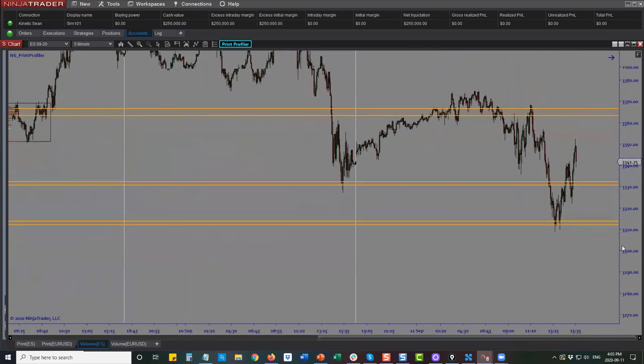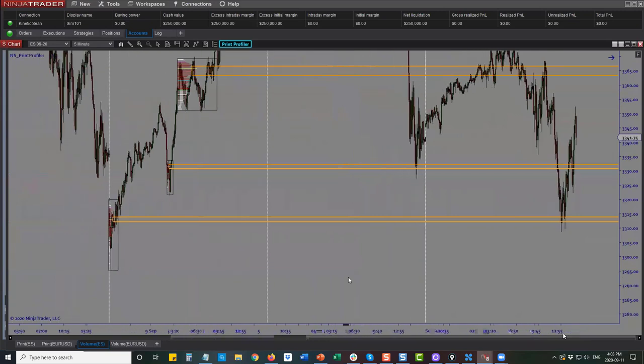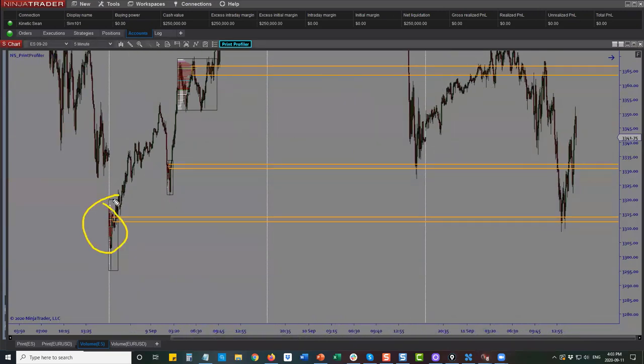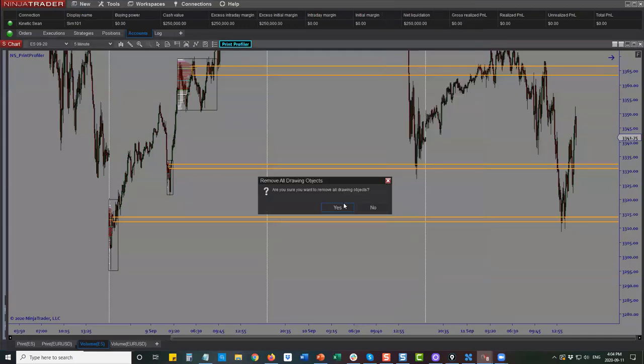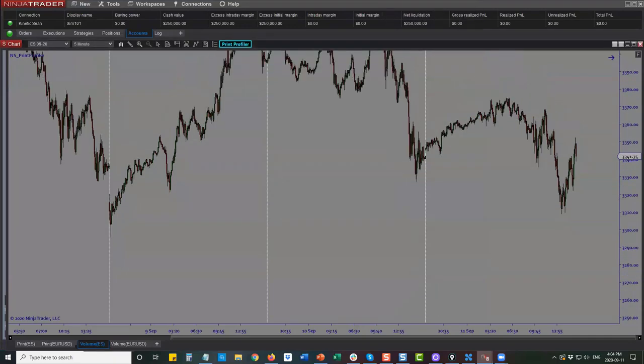Look at this one. Never tested. All we did was look at the major areas of the market and wrap volume around it. Literally super simple to do. Let's go back and do it again, and I'll show you another example of how this can be done on any market, any time frame.